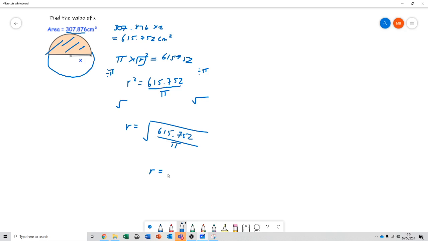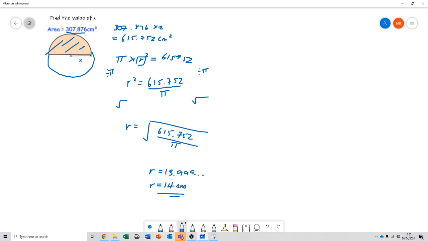And if you type that into your calculator, we will get 13.999, and it goes on for quite a bit. 13.9, there's a few nines after that. Now you can leave your answer like that, but if you are required to give the answer to one decimal place or rounding it to the nearest number and so on, you would do that. So I'm going to round this to the nearest number, and that would be 14 centimeters. So that is the value of my radius.